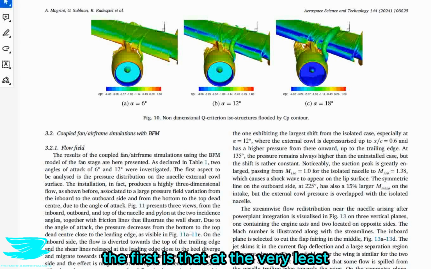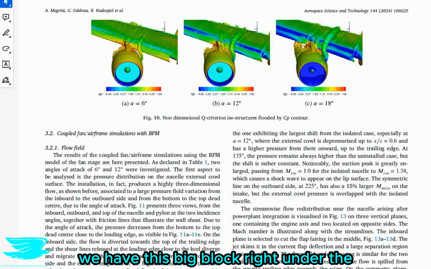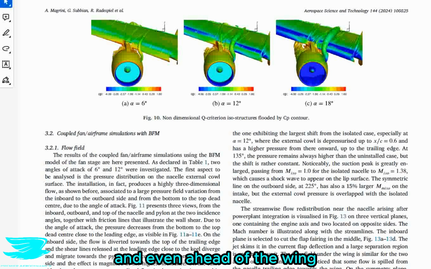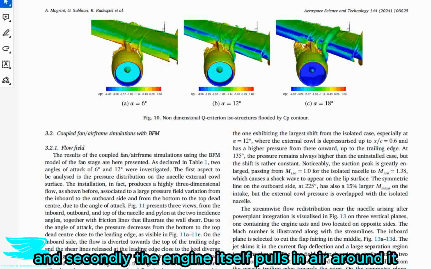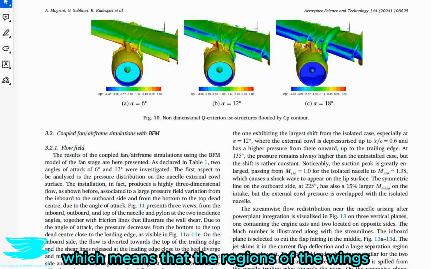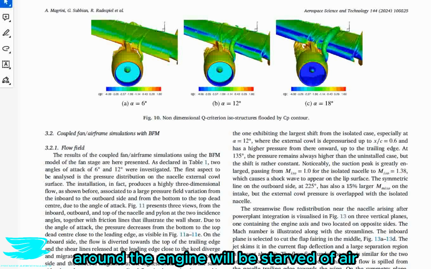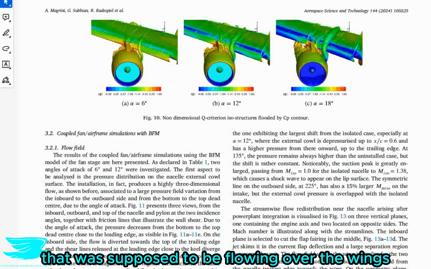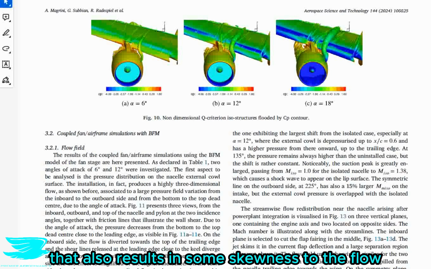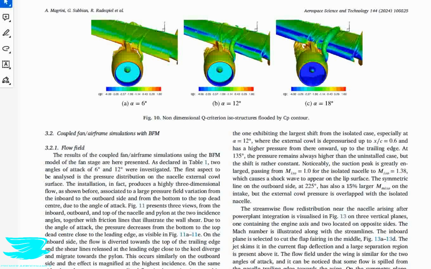The first is that at the very least, we have this big block right under the and even ahead of the wing, which means that the flow has to be redirected. And secondly, the engine itself pulls in air around it, which means that the regions of the wings around the engine will be starved of air, and air from elsewhere now has to rush into this region to take the place of the original air that was supposed to be flowing over the wings. That also results in some skewness to the flow.